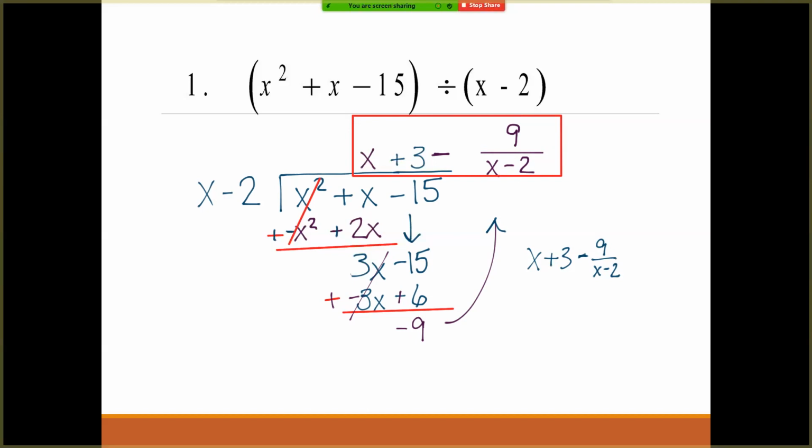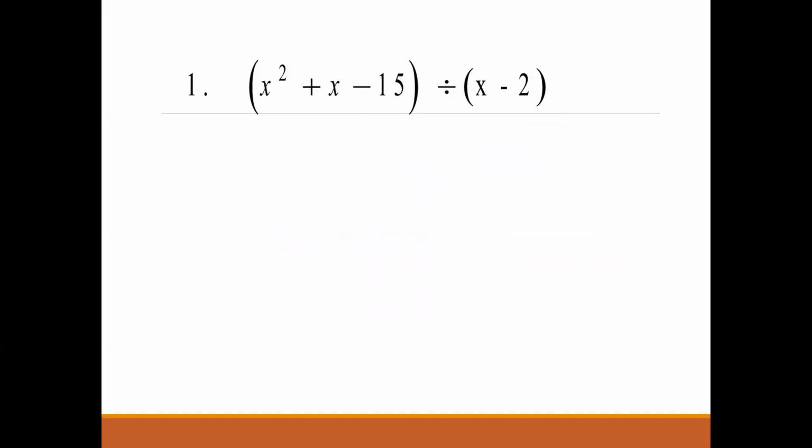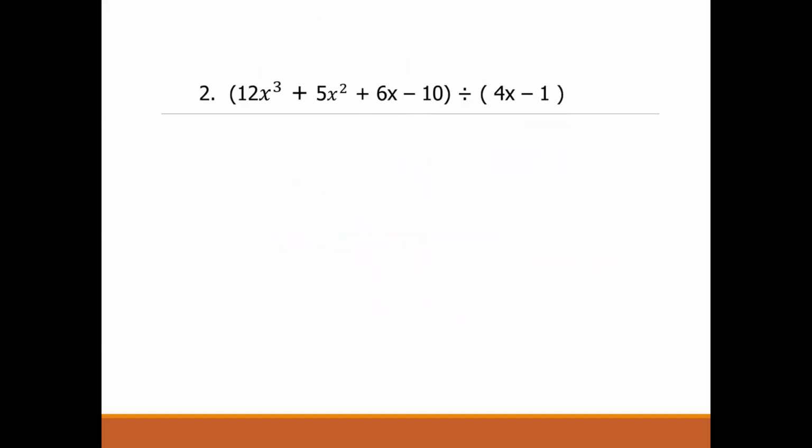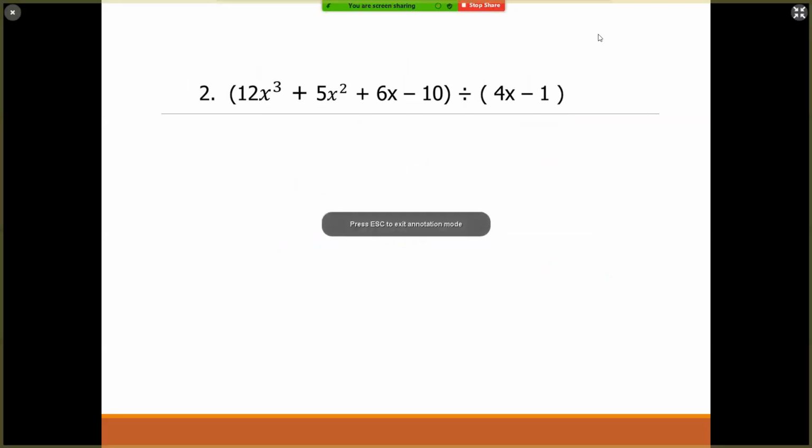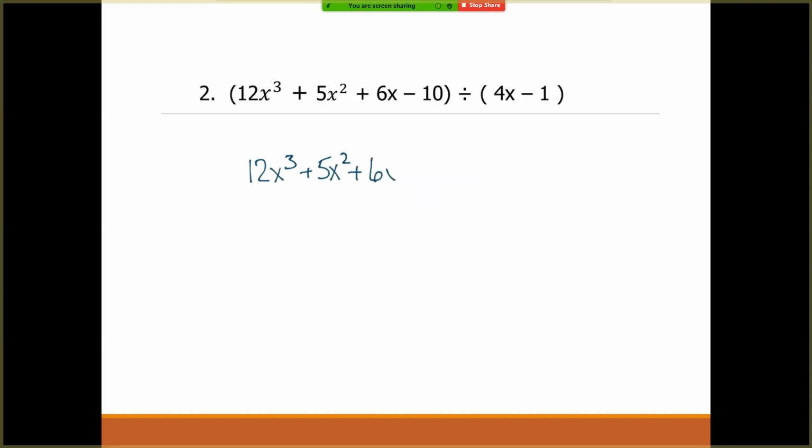We're going to do a harder one next. Not really harder, just more steps. So for the next one, we've gone to x to the third as our first term. We've got an extra term, which just means we're going to have to repeat the cycle one more time. So we're going to take the 12x to the third plus 5x squared plus 6x minus 10, and we're going to divide it by 4x minus 1.